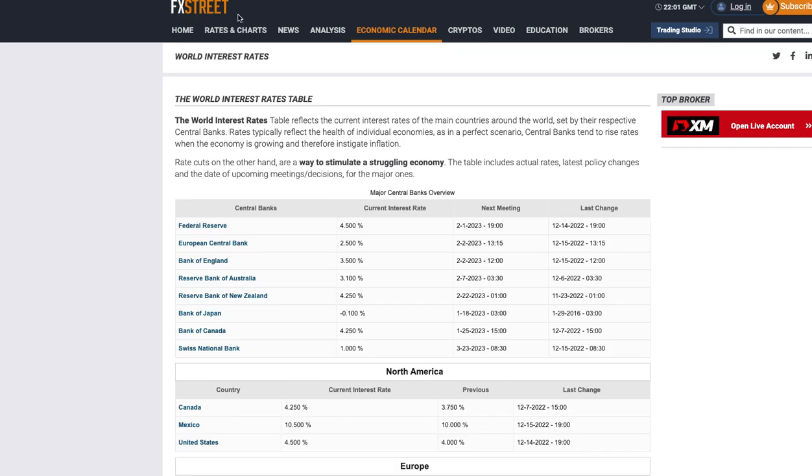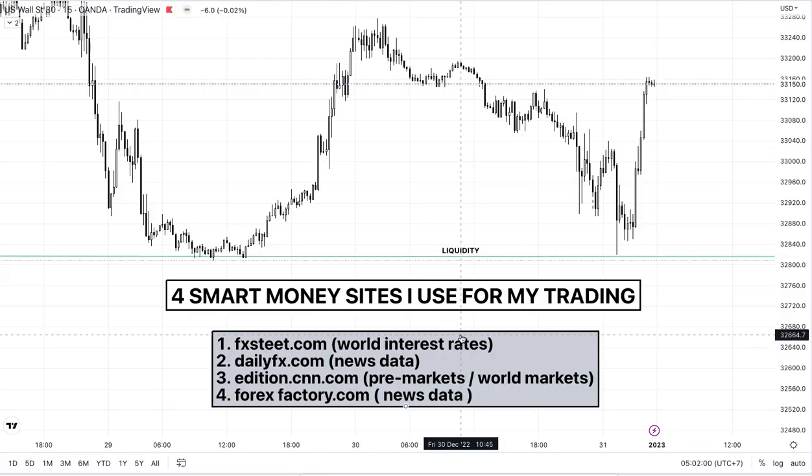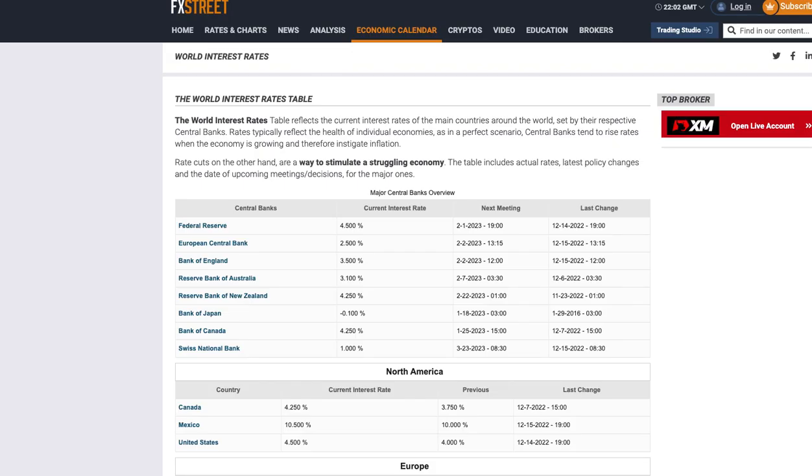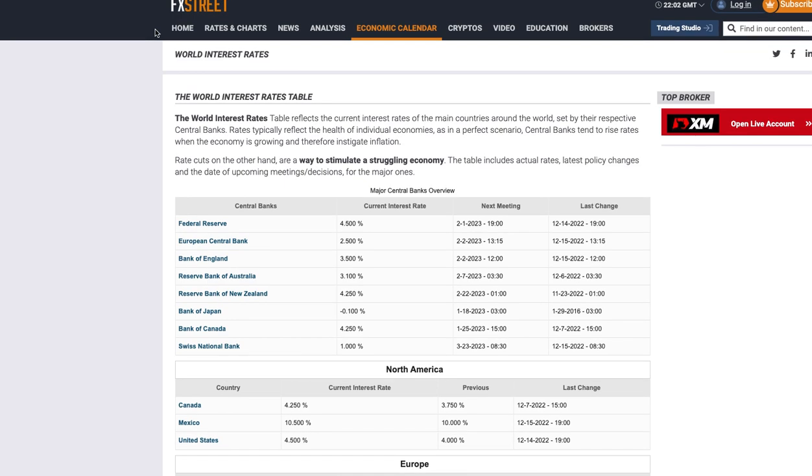Now, I use this site to see the world interest rates. The reason I need to see the world interest rates is because those interest rates affect the long-term value of the currency, and the fluctuations and major policy shifts of those interest rates affect what we're going to be doing and seeing in the market.